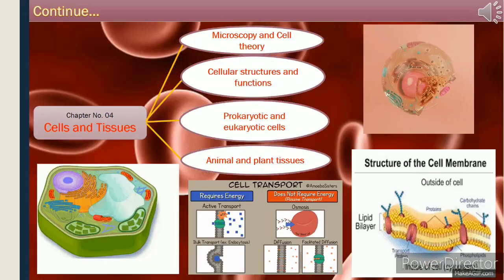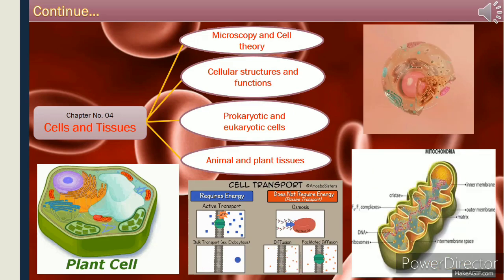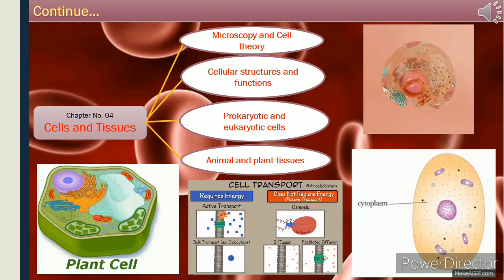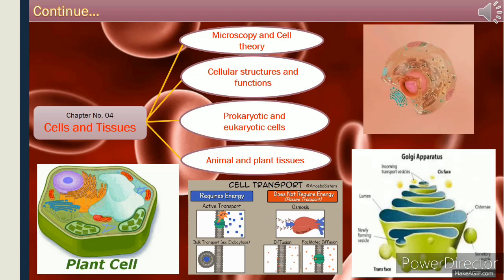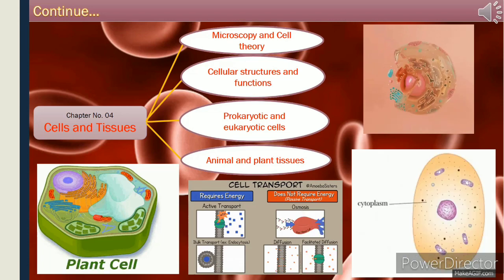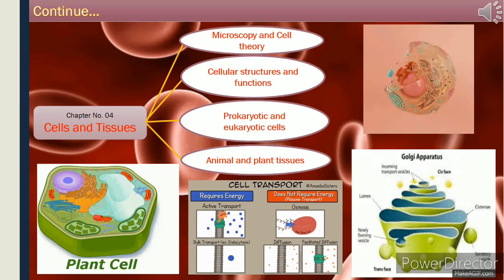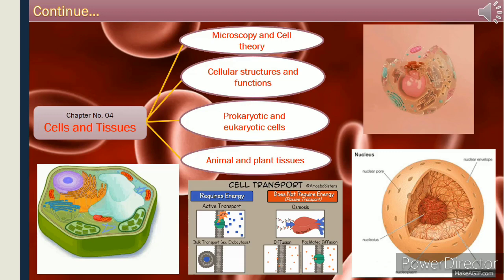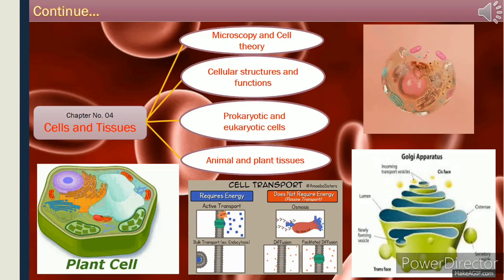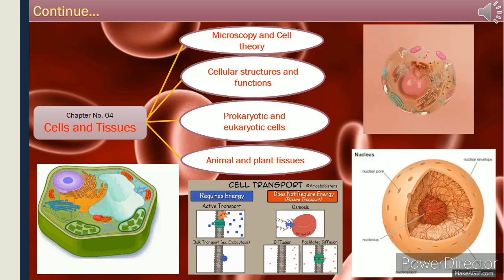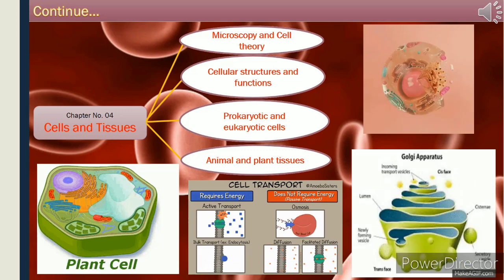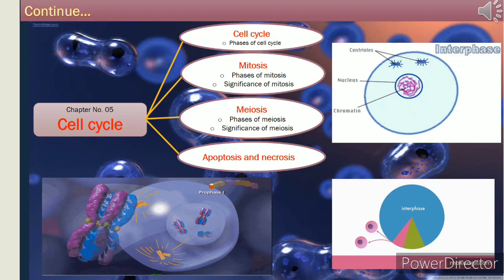Chapter number 4 is cells and tissues. In this chapter we will discuss microscopy and the building of cell theory. Also we discuss cellular structures like mitochondria, nucleus, plastids, etc., and their functions in plants, animals, and other living organisms. We will also discuss prokaryotic cells and eukaryotic cells and different animal and plant tissues.